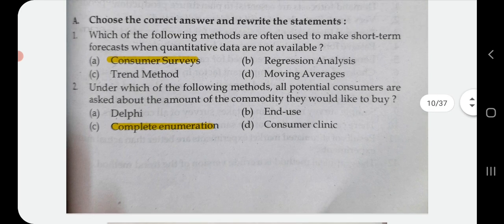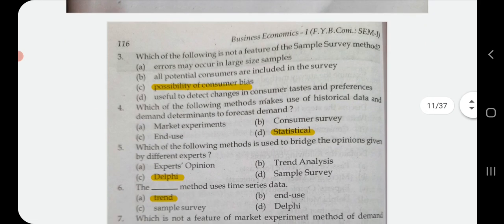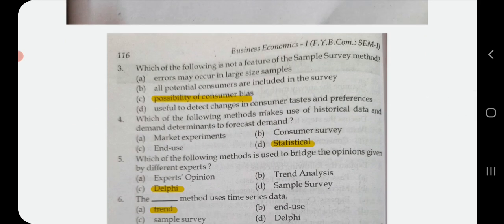Second question, under which of the following methods all potential consumers are asked about the amount of commodity they would like to buy? And the answer is complete enumeration. It means under this method we take into account all the consumers, all the population, and this is the complete enumeration method. Third question, which of the following is not a feature of the sample survey method? And the answer is possibility of consumer bias.